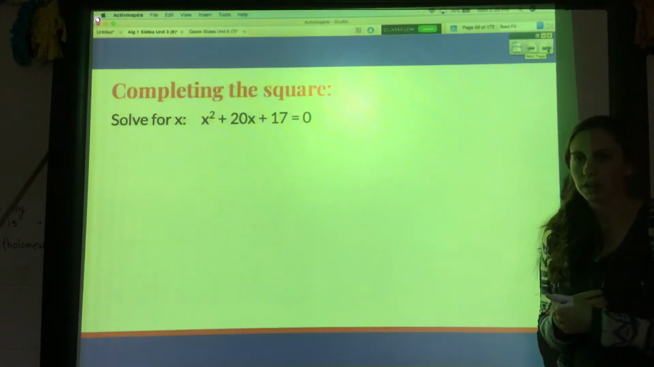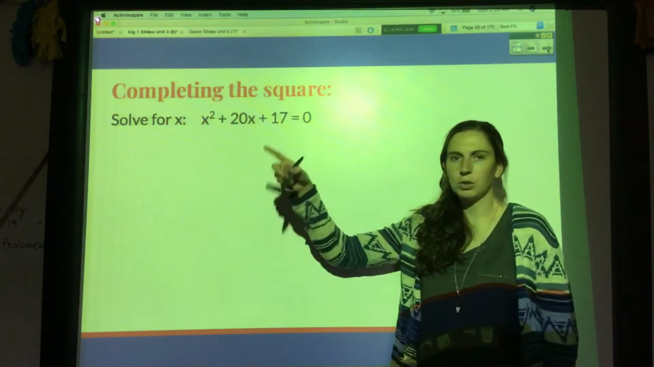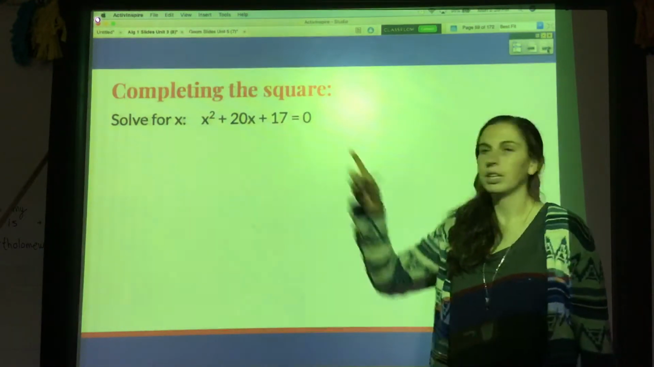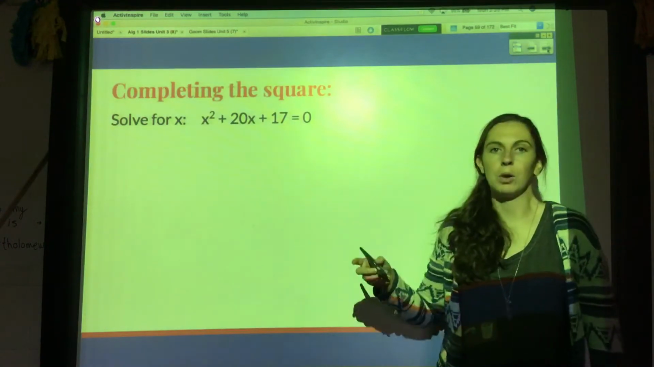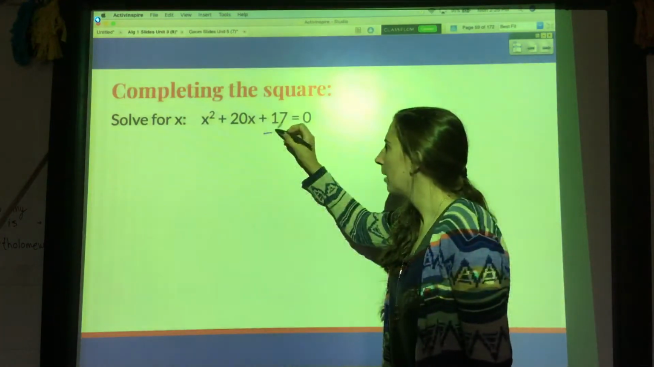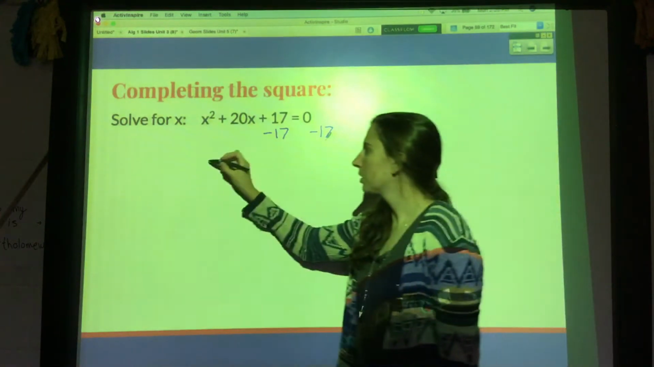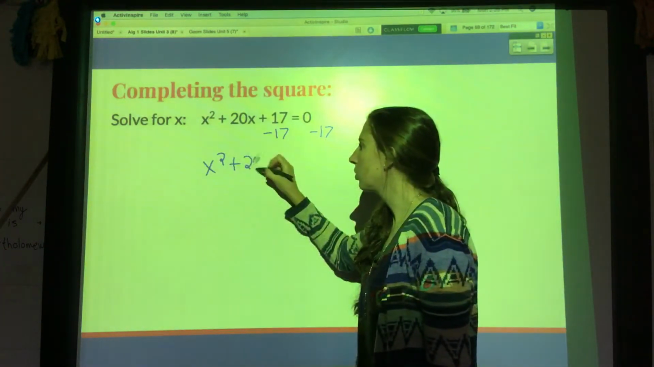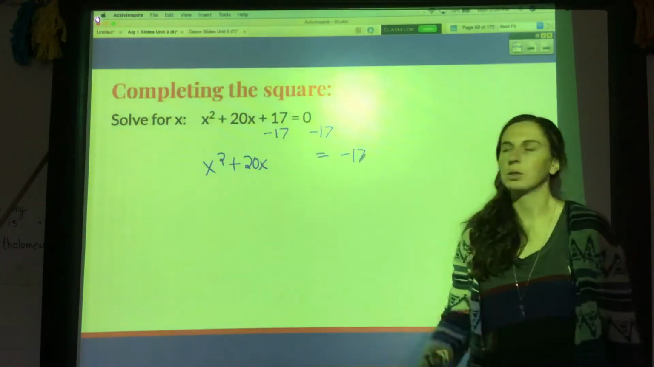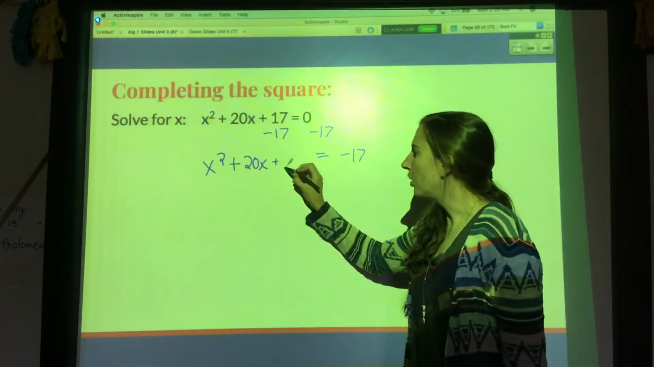So to complete the square, you're going to do what we just did. You're going to take the b value, divide it by 2, square it, and turn it into a perfect square trinomial. The problem is this number is in the way. 17 is not what I want. So the first thing I'm going to do is actually just get rid of it. And by get rid of it, I mean move it to the other side of the equation at least. So that leaves us with x squared plus 20x equals negative 17. Since I did that to both sides, I just moved it out of the way. And what I'm going to do now is add in a new constant.